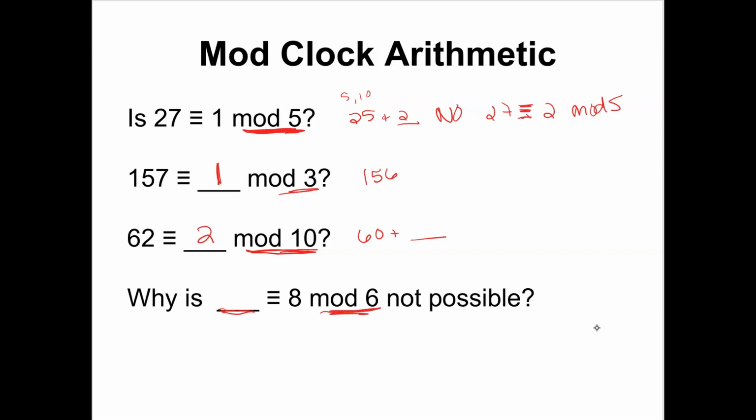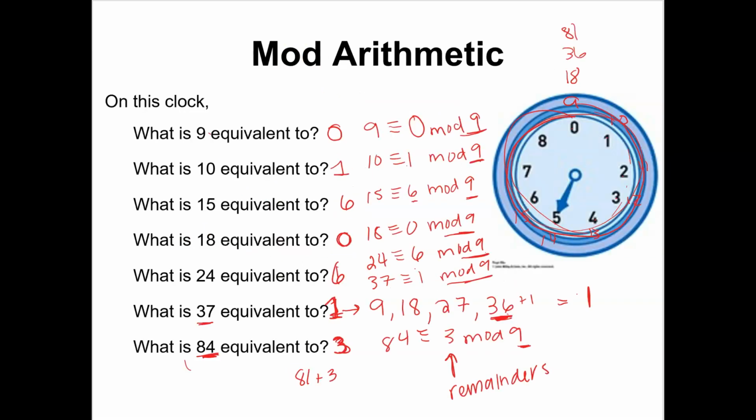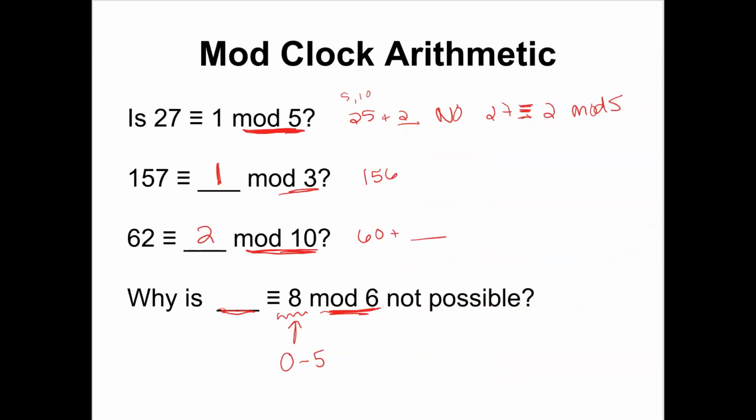So why is blank mod 8 blank equivalent to 8 mod 6 not possible? Well, the reason why is mod 6, all of these numbers have to be on the clock between 0 and 5. Let's look back at our clocks here. When we were talking about mod 8, we only went up to 7. When we were talking about mod 9, we only went up to 8. Because as soon as we get to 8 mod 6, what's 8 equivalent to mod 6? What's the leftover there? That's equivalent to 2, 6 plus 2. So we wouldn't have 8, this would be 2.